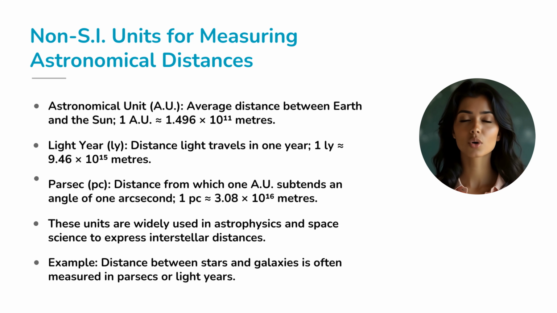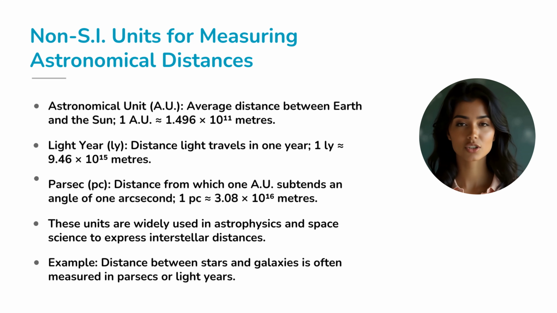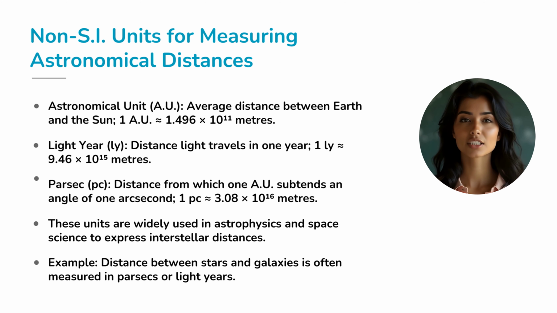When it comes to the cosmos, even kilometers aren't enough. Imagine trying to describe the distance from the Earth to the Sun in meters. You'd be dealing with numbers containing 11 zeros. That's where non-SI astronomical units come in. The first is the astronomical unit, or AU, defined as the average distance from Earth to the Sun, approximately 1.496 times 10 to the power 11 meters.